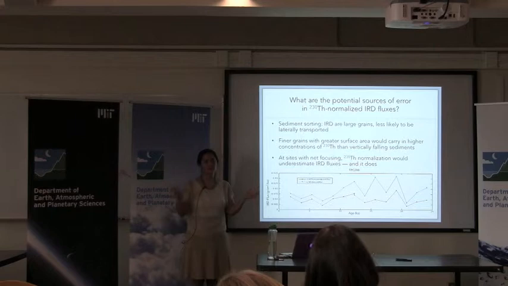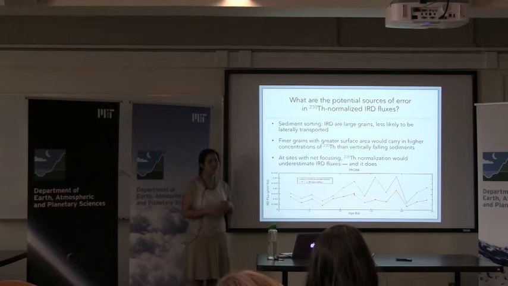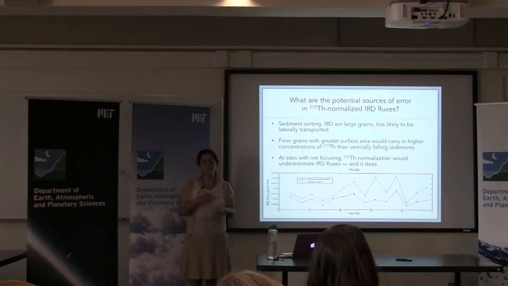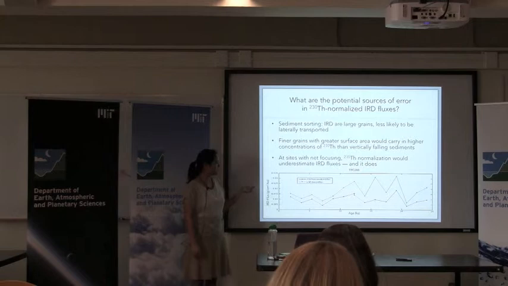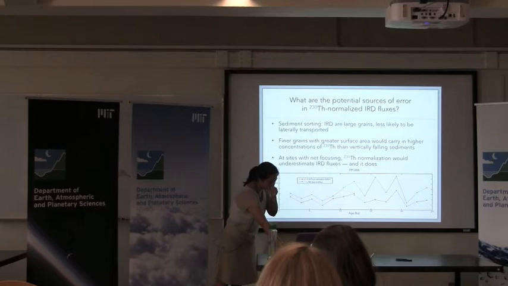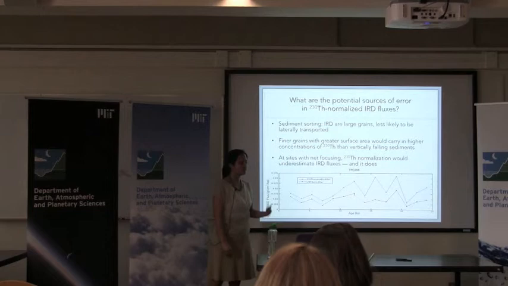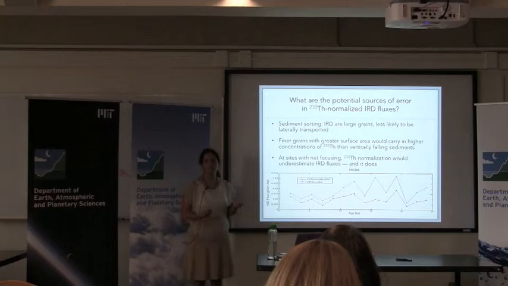So that means that at sites with net focusing, since 230 thorium concentrations are inversely proportional to IRD fluxes, that's going to result in an underestimation of IRD fluxes, which is what we saw in the plots. We saw that the fluxes calculated with 230 thorium normalization were consistently lower than those calculated with the LSR-based method. So this might be one of the reasons that 230 thorium normalization doesn't seem to work as well as the LSR method.